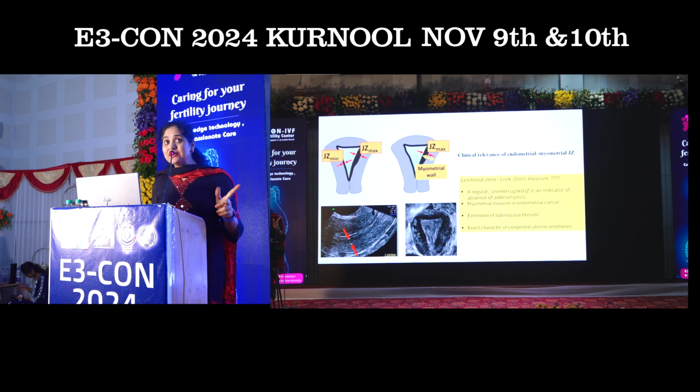Then what are the other significances of the junctional zone? To look at the breach of the endomyometrial junction, which will give you a clue to the myometrial invasion in cases of endometrial cancers, and extension of myomata or submucous extension into the endometrial cavity. Also, it can give you the exact character of congenital uterine anomalies. So that is the importance of identifying and characterizing the junctional zone.